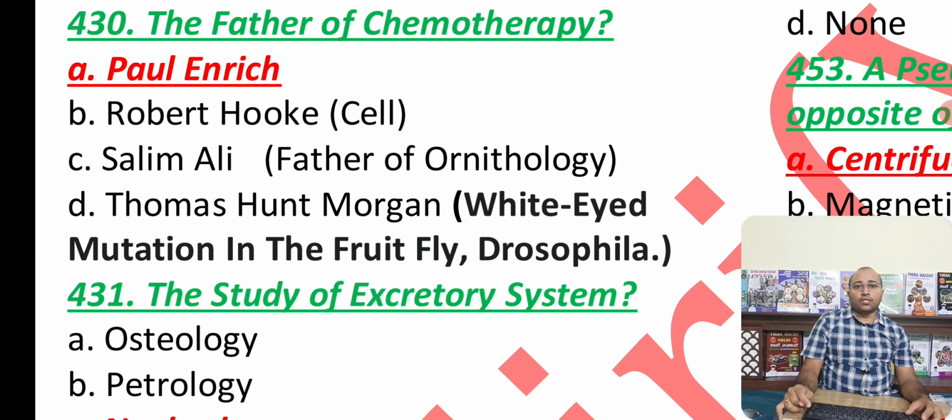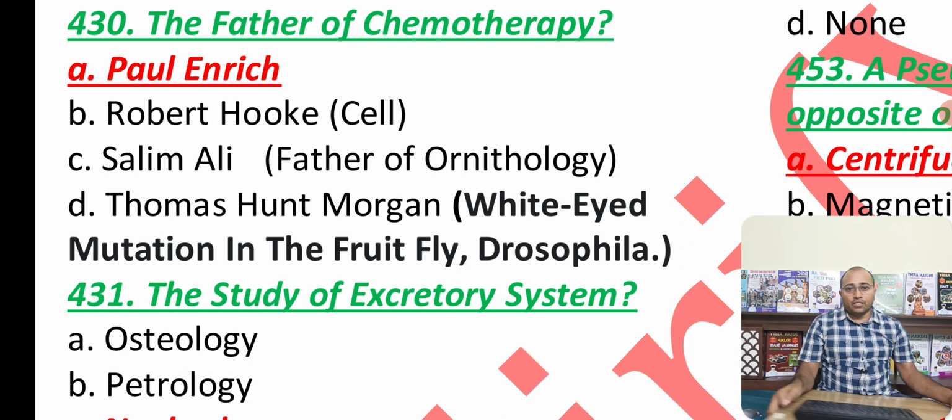The father of chemotherapy, you must know, Paul Ehrlich is the guy who invented the chemotherapy process. You know about this. Whoever gets cancer has to undergo this chemotherapy. Robert Hooke is the one who found the cell. So Robert Hooke is the guy. Salim Ali, father of ornithology, birds related. Now we have Thomas Hunt Morgan, is the guy, white-eyed mutation in the fruit fly.